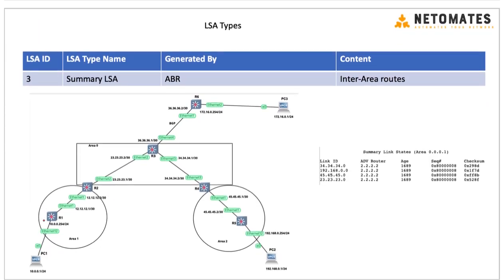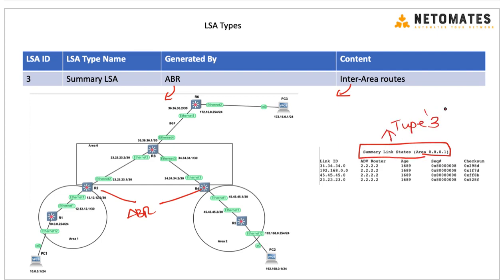So let's look at the third one, summary LSA. In this case, the ABR will generate LSAs telling about other area networks. In this topology, R2 and R4 are both ABRs because they are connecting two different areas. If we look at the database summary link state, this is type 3. This is the information learned using the type 3 LSAs.